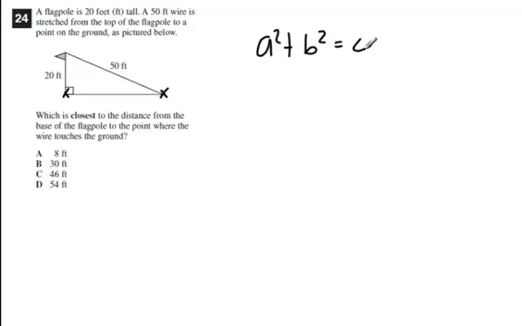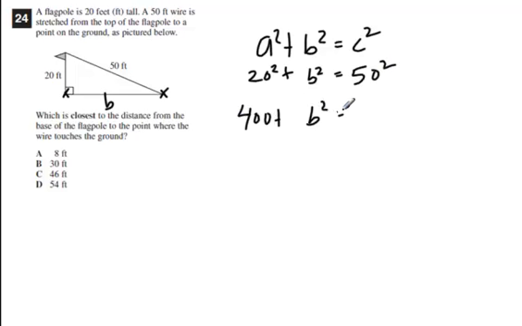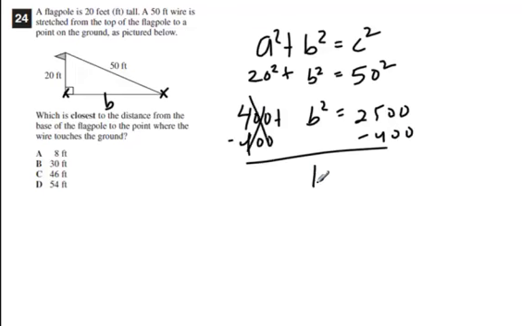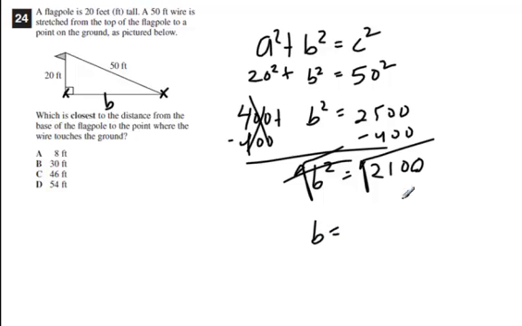We don't know one of the sides, so we'll call it B. A is 20 squared, B is unknown, C is 50 squared. So that's 400 plus B squared equals 2,500. We have to subtract 400 on each side. They cancel, so B squared equals 2,100. Then we have to find the square root. So B equals the square root of 2,100.